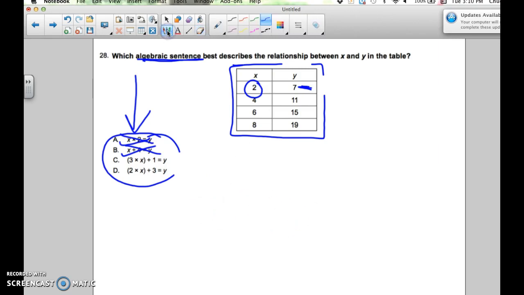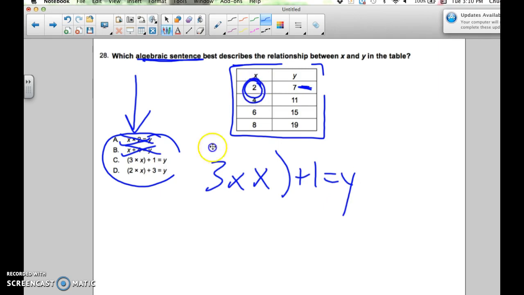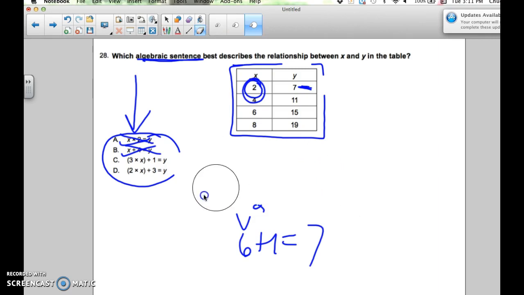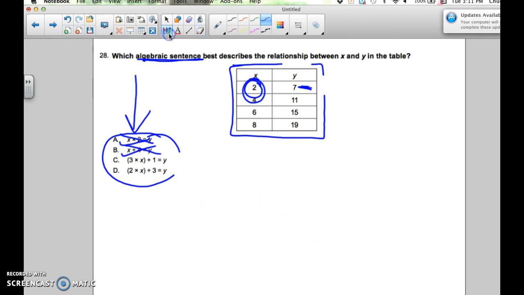Next was 3 times x, and I know that looks weird, plus 1 equals y. We substitute our 2 in, don't we? 3 times 2 is 6, plus 1 equals... Hey, that one works. That's my answer, right? No, we have to check all of them. What? I have to check all of them? Seriously? No, you have to check all the numbers because you could mess up. You can't just guess. It's a part of life. Oh, man. I blame Miss Levy.